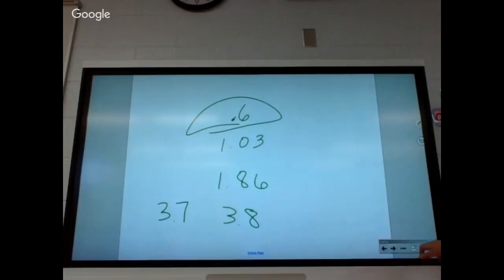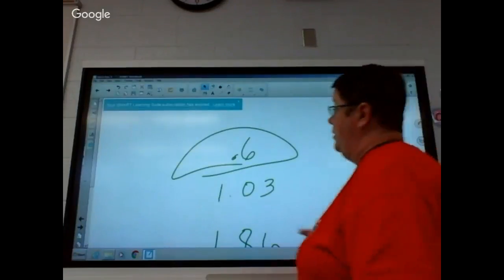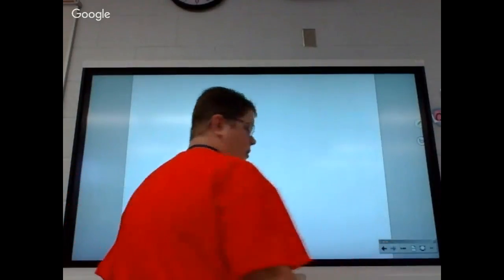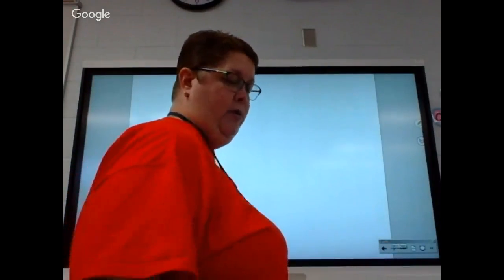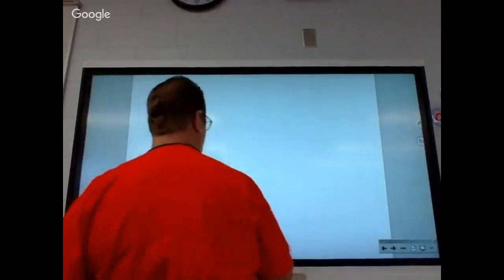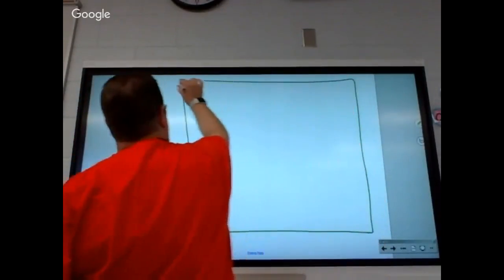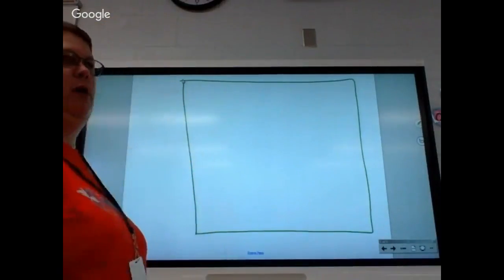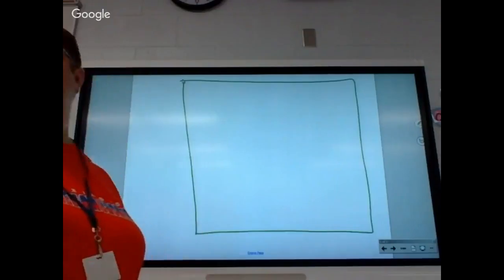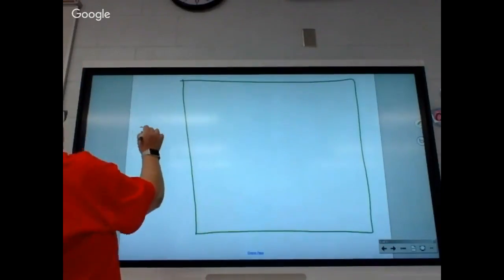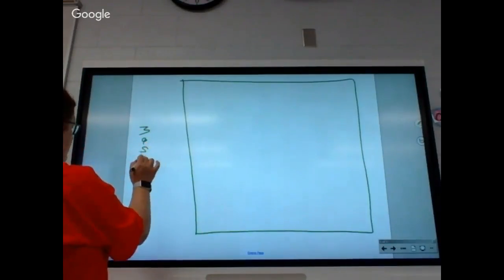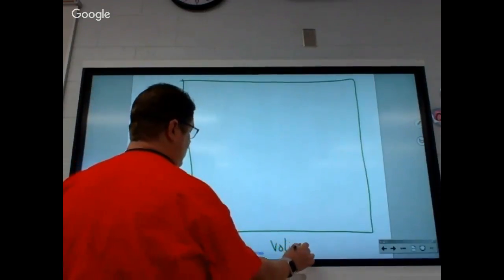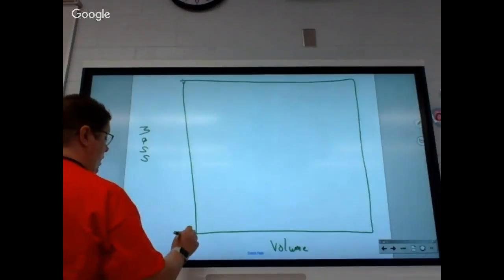Now, on your graph. You got a hunk of graph paper there. I want the entire piece of graph paper to be quadrant 1. Do not draw a giant coordinate plane there. It tells you in the directions what is going on the y-axis. Mass. So over here on the y-axis, write mass. On the x-axis, write volume. Now, I want you to label and count by 2s.